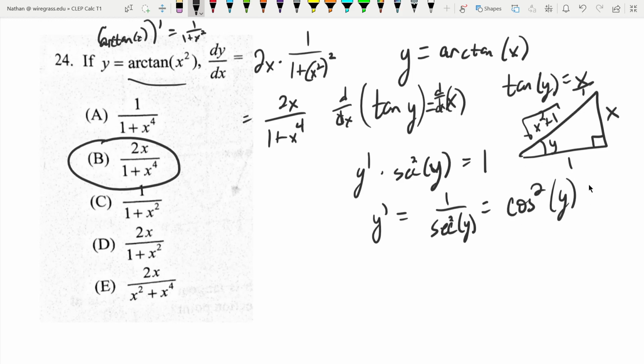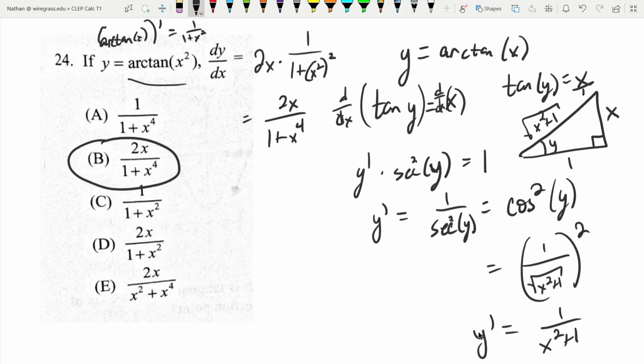So cosine of y is adjacent over hypotenuse. We have adjacent over hypotenuse, and that is all squared, which of course gives us 1 over x squared plus 1. That's going to be y prime, or the derivative of arctangent, which is what y equals here. So y prime is this whole thing. Of course, we have arctangent of x squared, so you still have to do this whole process here. But that's how you can derive the derivative using right triangle trig.